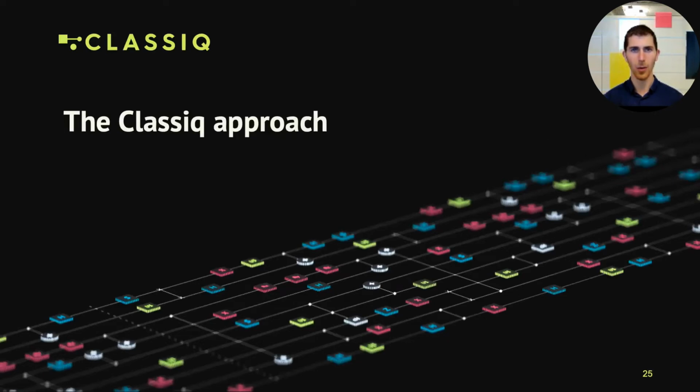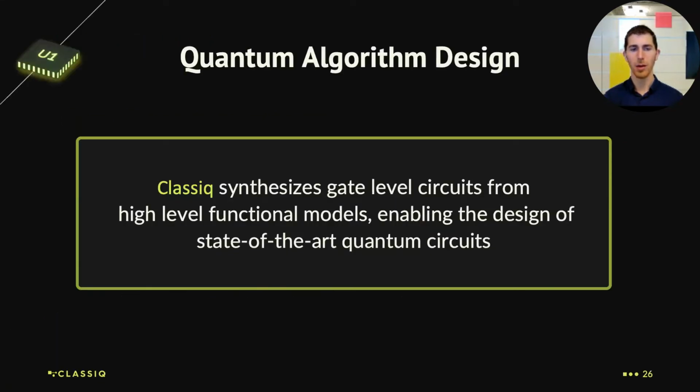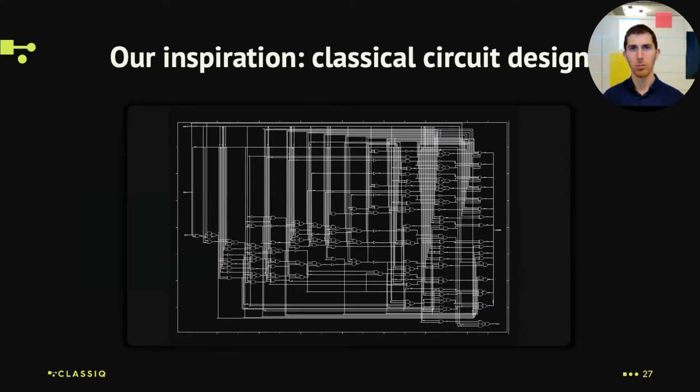So these are the challenges that we are solving in Classiq. And if I need to summarize in one sentence what our platform does, the Classiq platform synthesizes gate-level circuits from high-level functional models, and by that it enables the design of state-of-the-art quantum circuits. This is our goal. Our goal is to enable you to design state-of-the-art quantum circuits, to do that more easily and much more optimized and scalable.